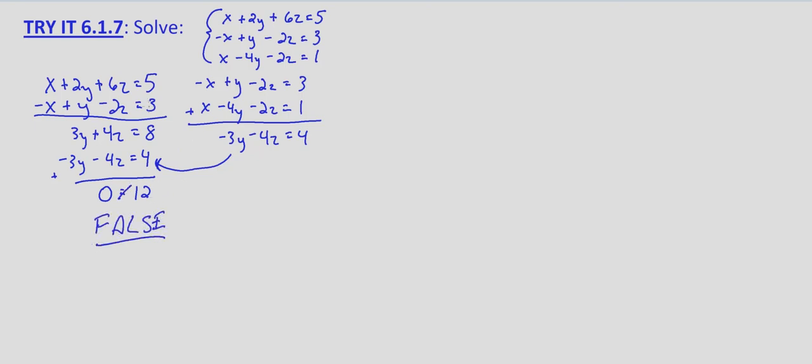So what does it mean again if we end up with a false numerical statement? The variables fall out and we have a number equals some other number that's untrue. What that means is there is no solution.